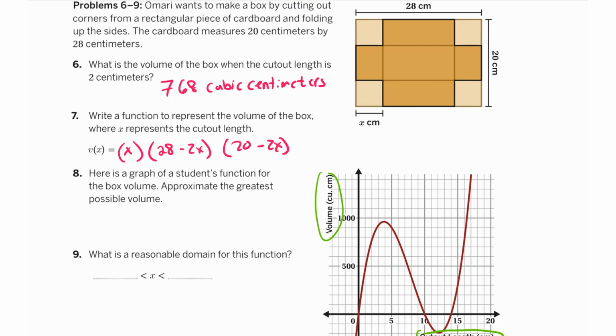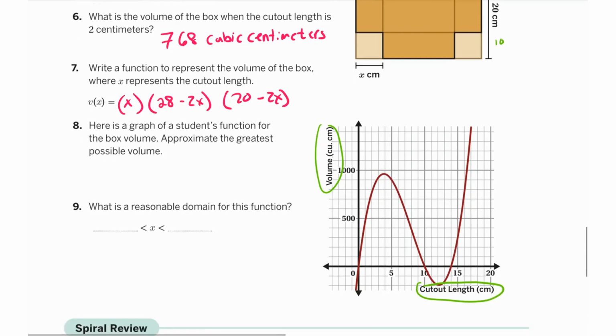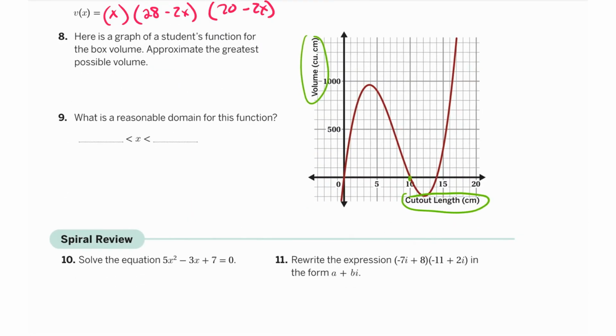So it limits us, saying the highest possible would be 10, which is why we see this point right here, because we can't do that. We can't get this negative value here. So really our cutout value, I'm kind of answering number 9 here, what is a reasonable domain for this function? Well, it's got to be from 0 to 10. And so really all this other stuff on the right side doesn't matter. That's not going to happen because we're not going to have a cutout length greater than 10.